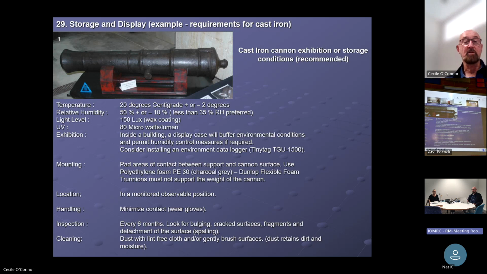So even though this has got a lot of things about temperature, light levels, and so on, obviously it's better to have it inside than out because it's not a cannon that's been outside forever. It's been underwater, it's deteriorated, degraded, and therefore you need to control the environment. And that applies to everything. Put it in a display case, you can buffer the environment somewhat. But again, there's usually mixed materials in there anyway.